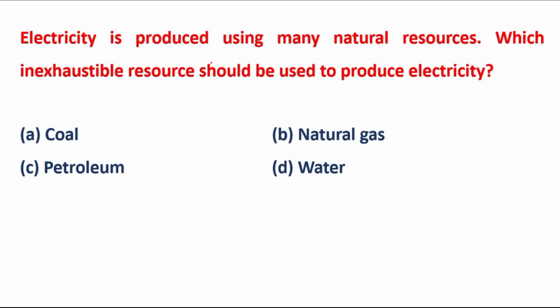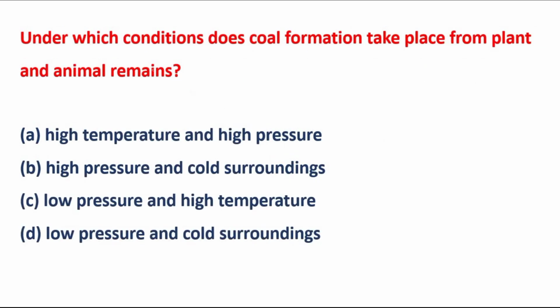Electricity is produced using many natural resources. Which inexhaustible resource should be used to produce electricity? As coal, petroleum, and natural gases are limited in nature, we can use water, an inexhaustible resource, to produce electricity. Option D is the correct answer.